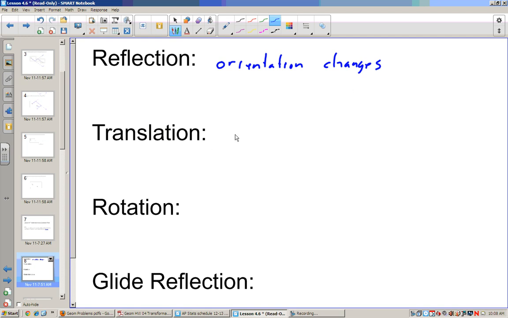Now the translation is a composition of two reflections, and I hope you also know that it's a composition of two reflections over parallel lines.